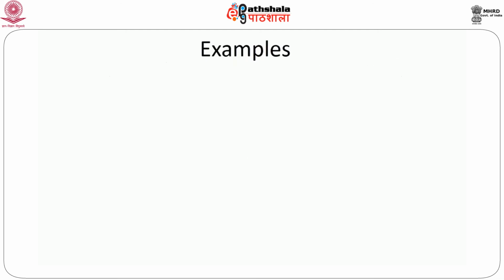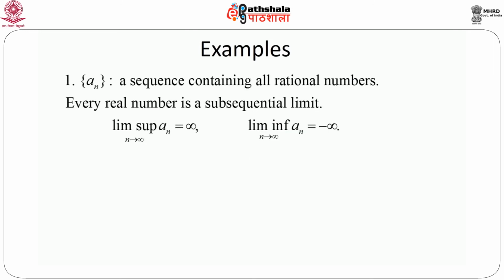But first, we will give some examples. Consider a sequence which contains all rational numbers. Then it can be shown that every real number is a subsequential limit. That means for every real number we can find a particular sequence of rational numbers that will converge to that limit, and that sequence of rational numbers will constitute one subsequence of a_n. For every real number we can find a different subsequence, and lim sup a_n equals infinity and lim inf a_n equals minus infinity. This is very easy to see, and one simple example of subsequences for which the limit is infinity or minus infinity is just a_{n_k} equals n or a_{n_k} equals minus n respectively.